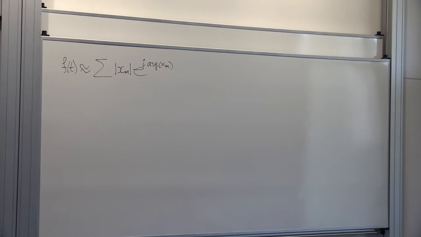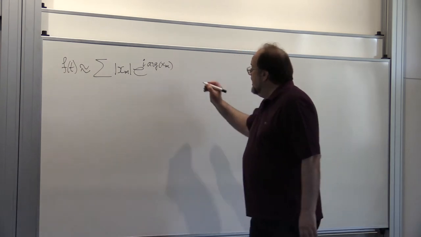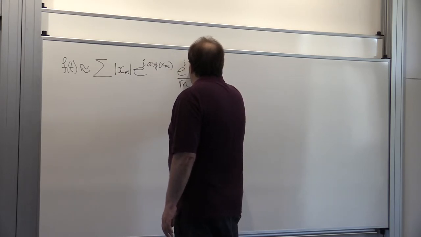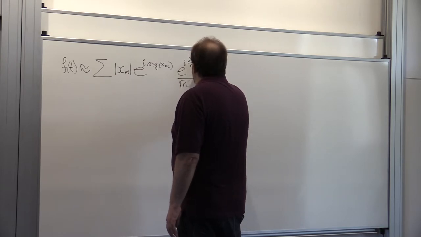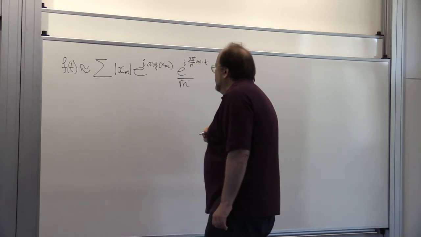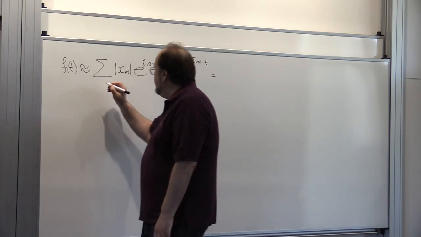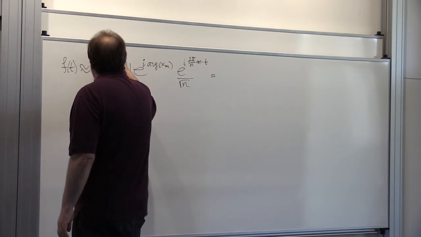So if this is your complex vector z, then of course this is the absolute value of z, and this angle here is the arg of z, right? And then the real part will be the cosine of the arg, and the imaginary part will be the sine of the arg, right? Times e divided by square root n, so I don't forget it, it's i 2 pi divided by n times m times t. And now we have two exponents of the same sort, so we can put them together, and here of course m goes from 0 to n minus 1.